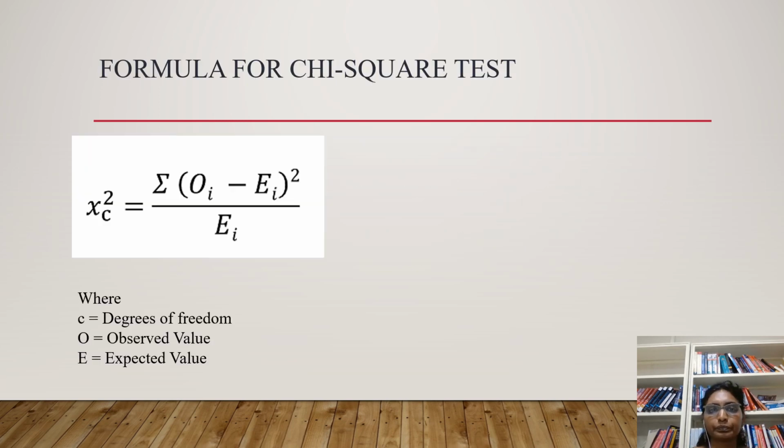Okay. Next, the formula of the chi-square test. The symbol is chi-square, which is equal to the summation of (Oi minus Ei) the whole square divided by Ei. Oi is the observed values, Ei is the expected values, and c is the degrees of freedom. What is the degrees of freedom?